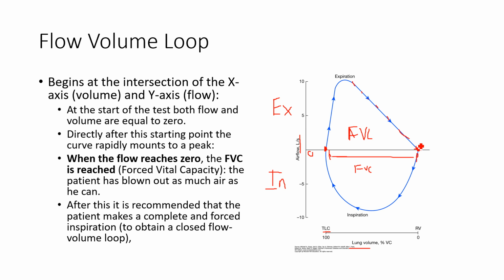Now, there are some conditions, obstructive defects, where we see changes in this and flow rate actually decreases. But in a normal, healthy situation, the flow at the beginning is at its peak, and then it gradually decreases as we get closer and closer to residual volume, the end of the FVC maneuver.